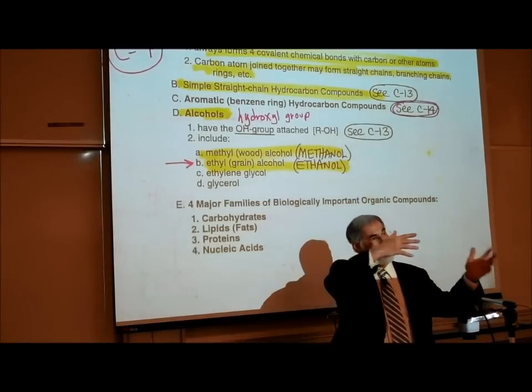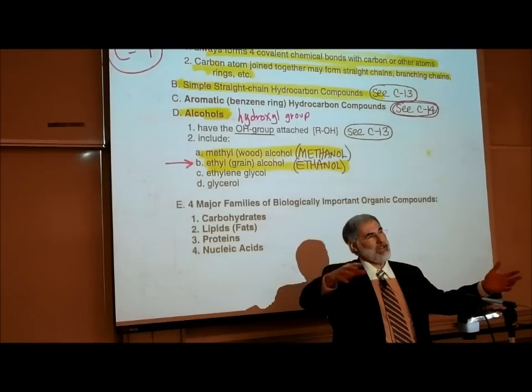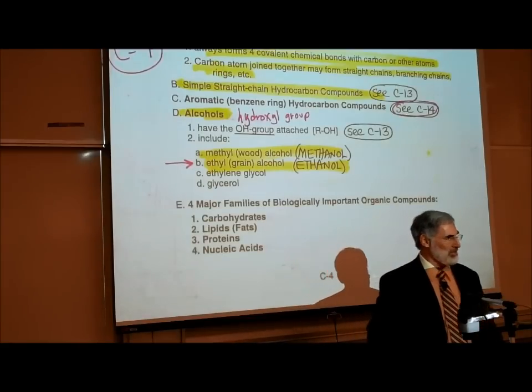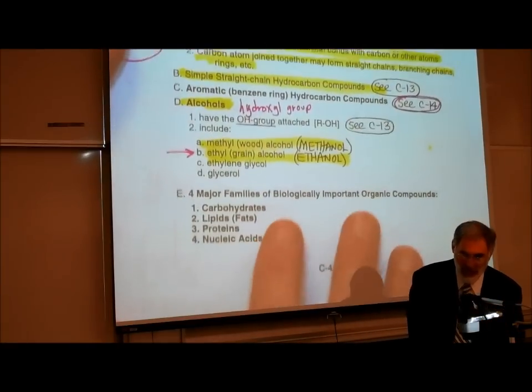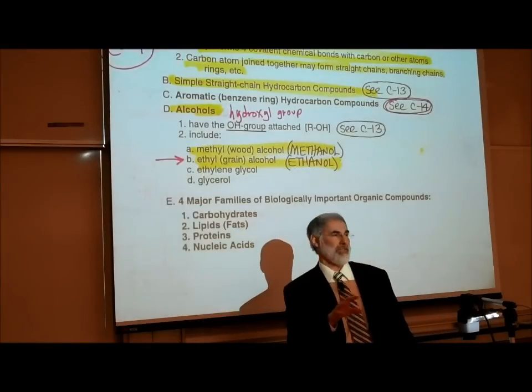We've given you a sense of what alcohols are and aromatic hydrocarbons. We're now ready for biochemistry. We've gone from general chemistry to organic chemistry to biochemistry. We're on the bottom of C4. Biochemistry is the chemicals in living things.